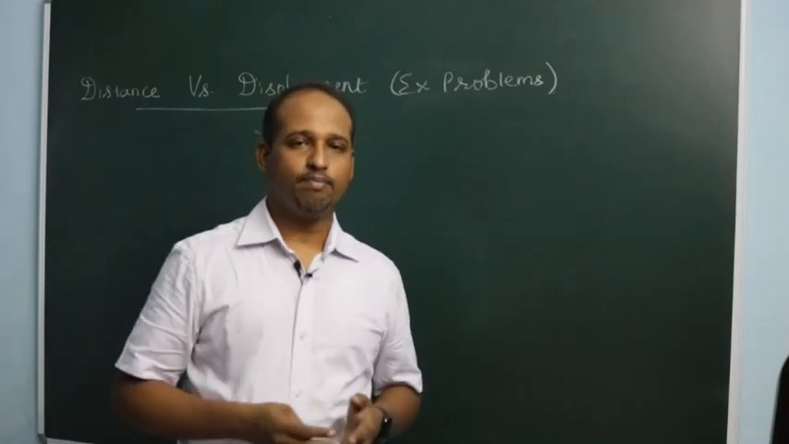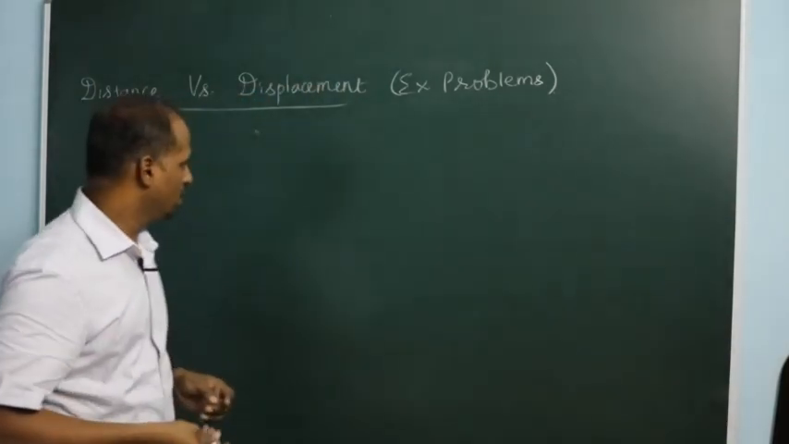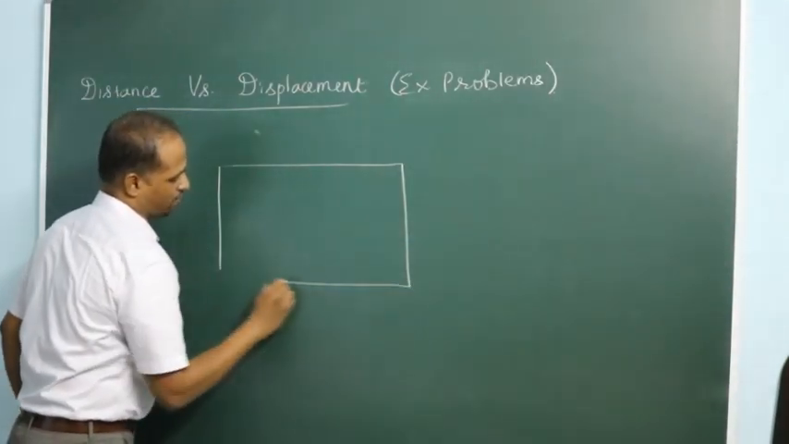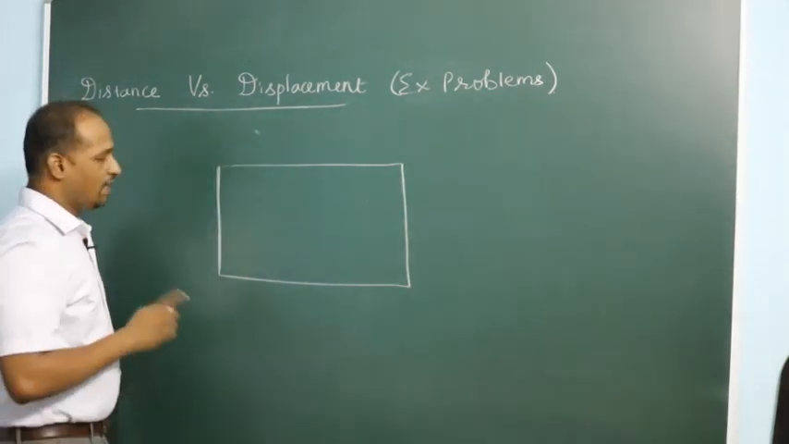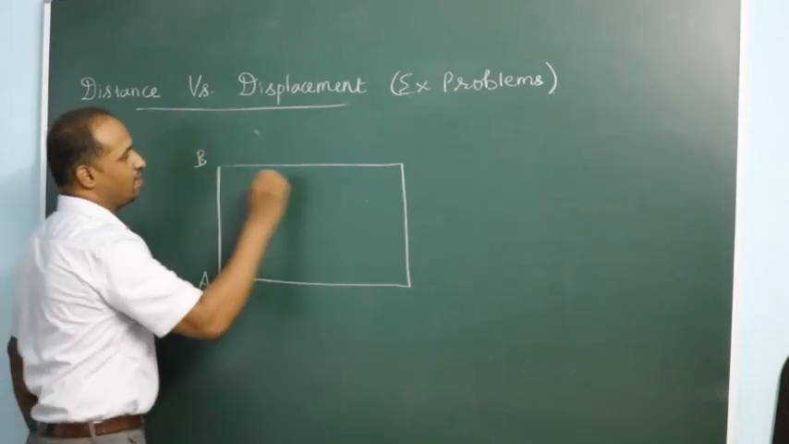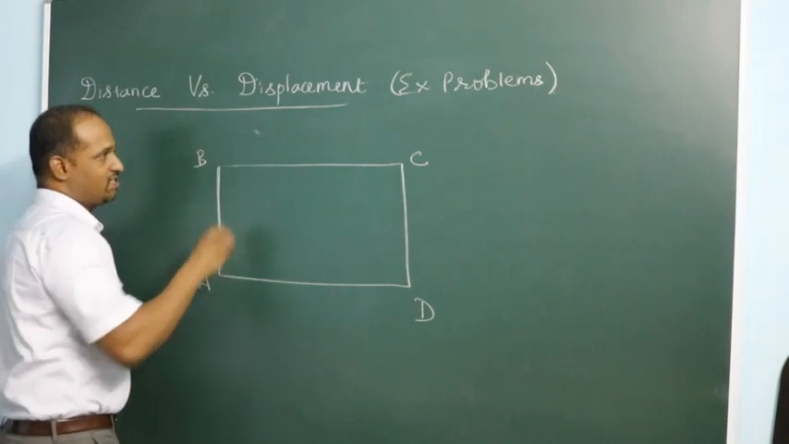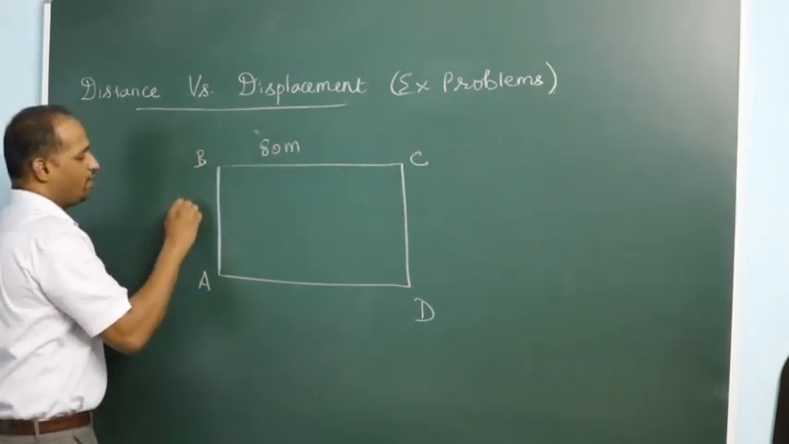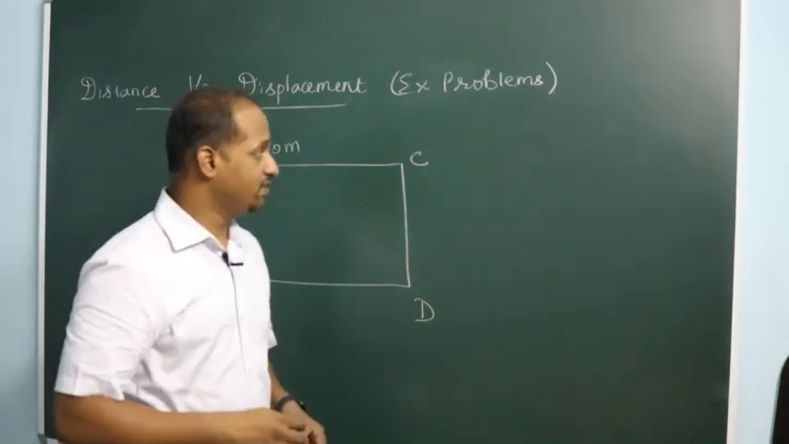Let me give you an example to help you solve distance displacement related questions. Imagine a park wherein there is a rectangular track for walkers. Let us mark the corners A, B, C, D. This park has dimensions of 80 meters here and then 40 meters here. Let's consider different situations.